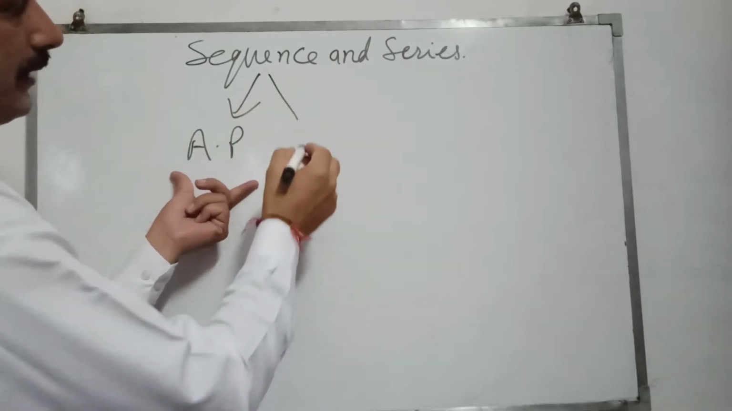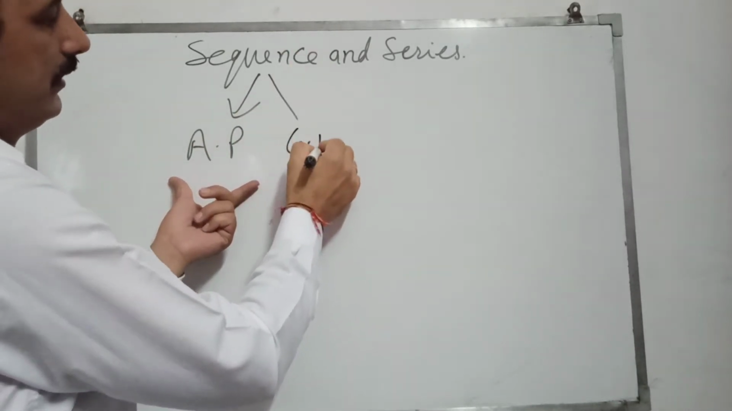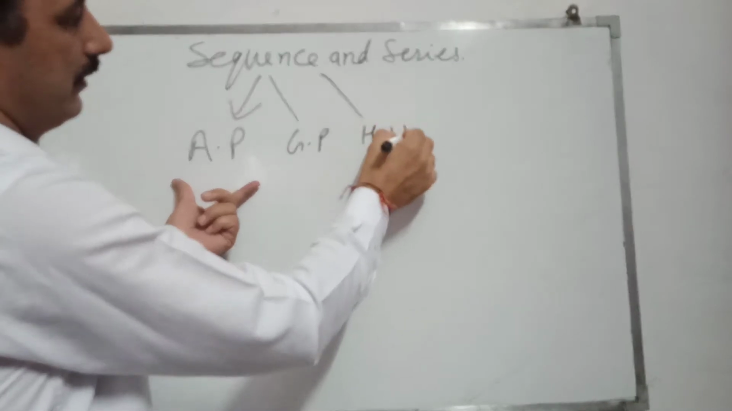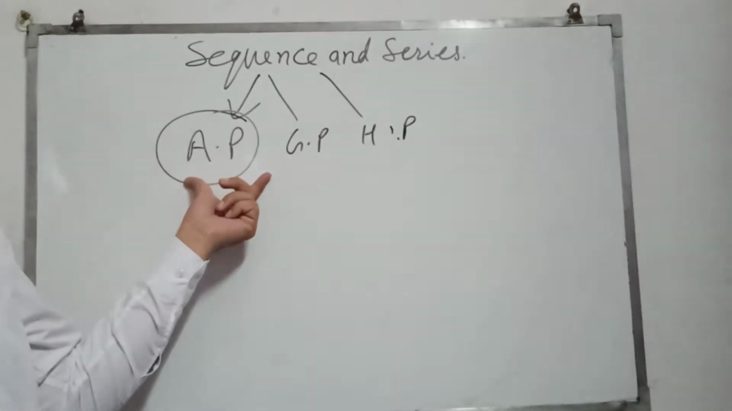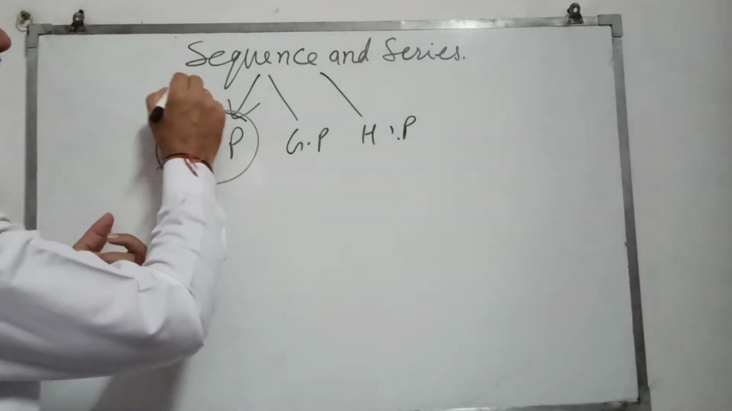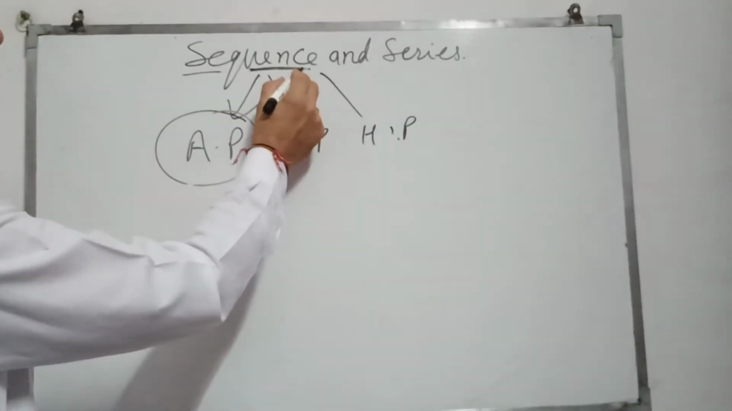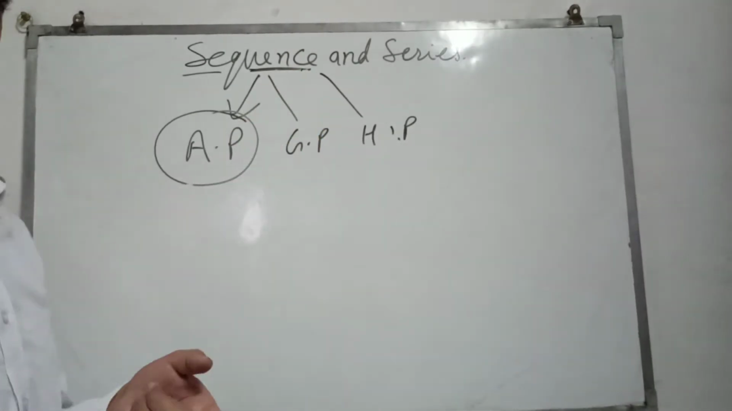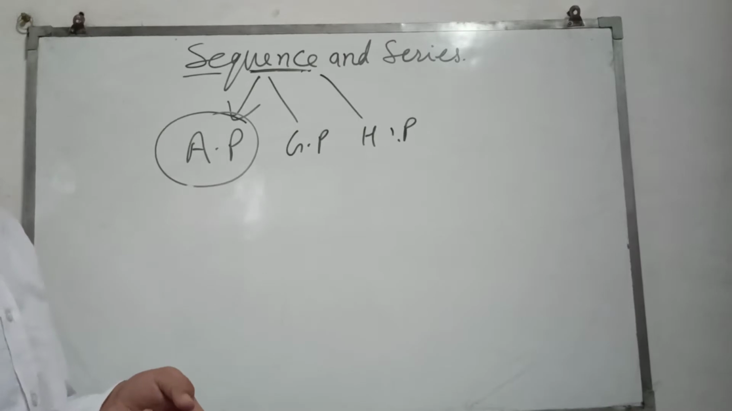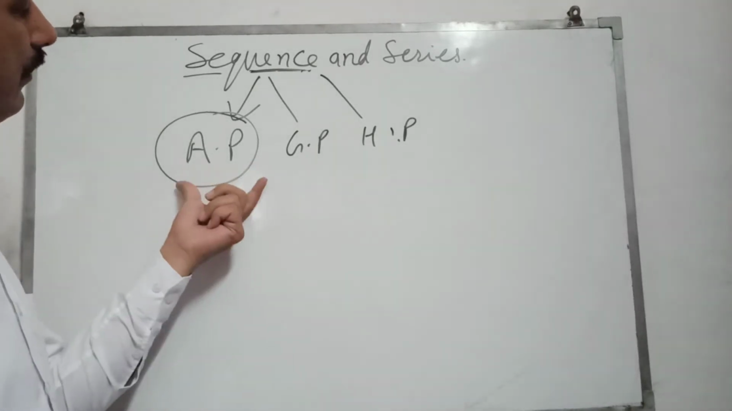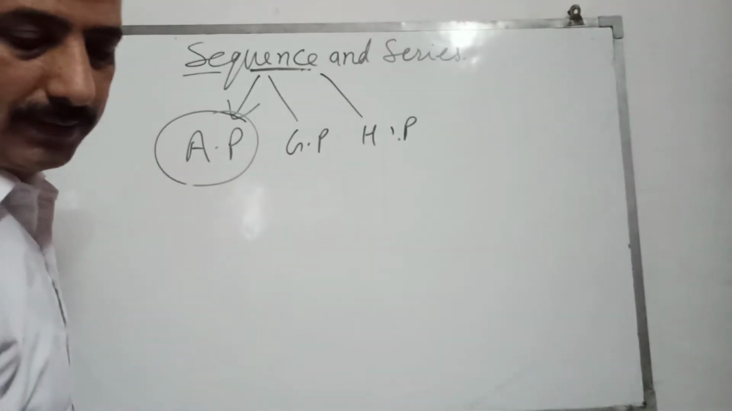AP is also from the sequence and series, GP and HP, right? Now in the 10th standard we have discussed AP series. The sequence is an arrangement of the numbers according to a particular rule. Now we have discussed AP series.